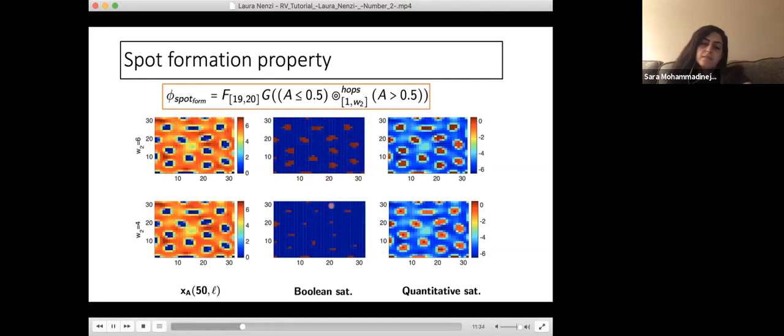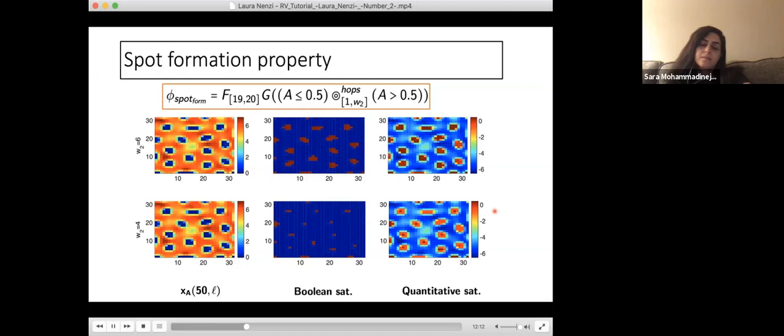Instead, on the second line, you can see that if we restrict the bounding constraint, if we restrict the distance constraint, then almost the only locations that satisfy the property are the locations in the middle of the spot. And sometimes even some spots are missing because they are not very regular, and so none of their locations satisfy the distance constraint.